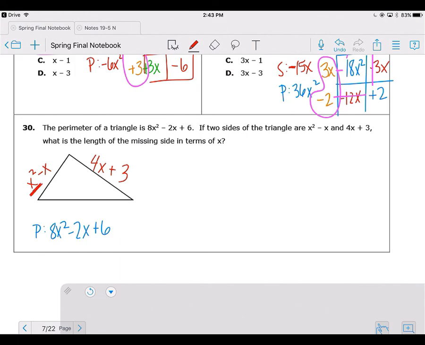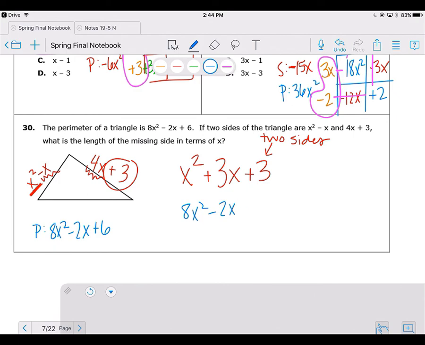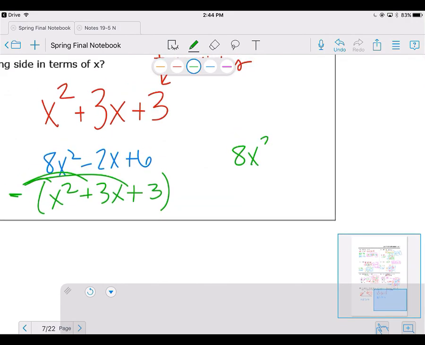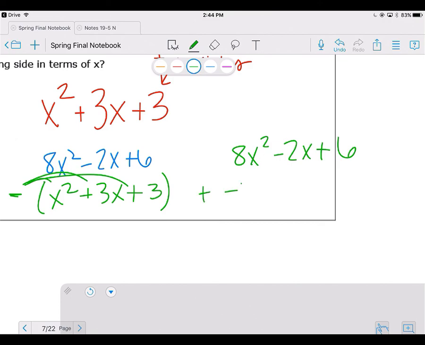So if I add what I already have, an x squared, 4x's minus 1x, so 3x's total, and a 3. This is what I already know, or this is the other 2 sides. So to find the missing side, I'm going to take the perimeter, 8x squared minus 2x plus 6, and I'm going to subtract x squared plus 3x plus 3. Now, to make sure I really subtract it correctly, I'm going to go ahead and distribute that negative to all of the pieces. So I'm adding a negative x squared, a negative 3x, and a negative 3.